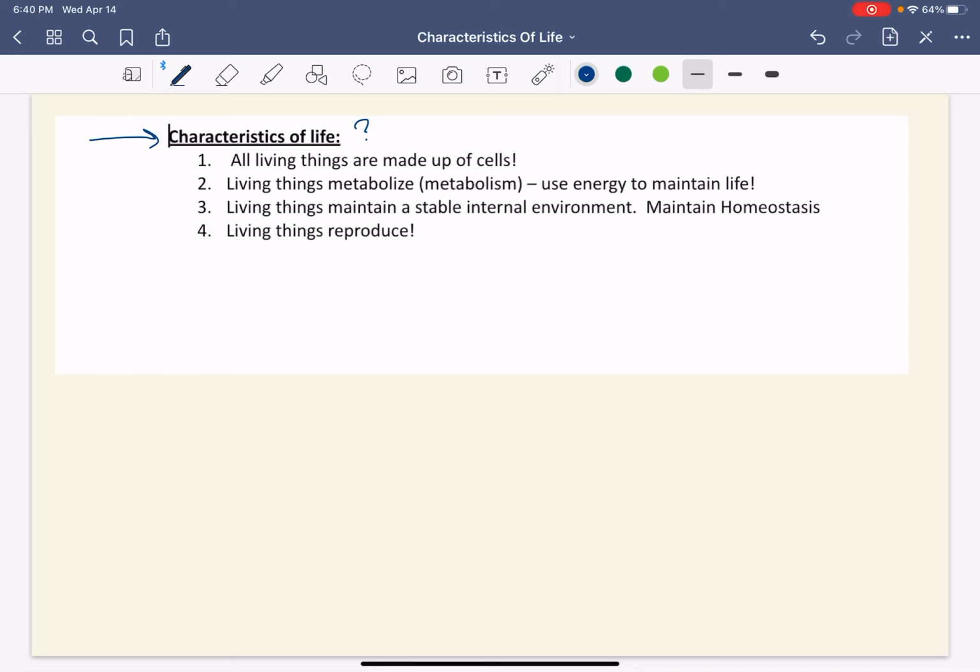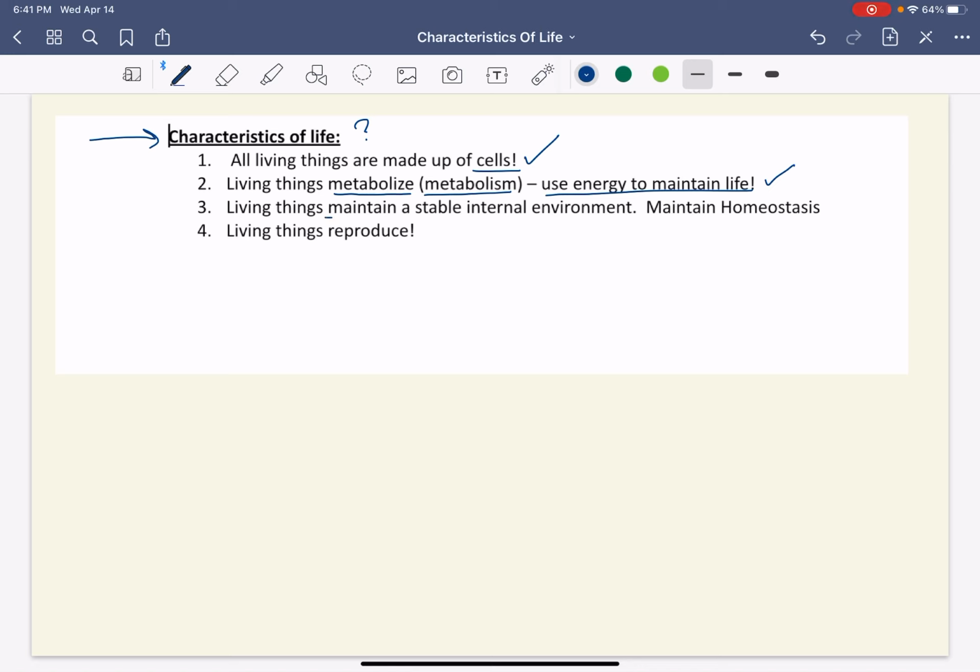So just know that the characteristics of life, all living things are made up of cells. That is the number one thing that you should always remember. If it's living, it's made up of cells. Living things metabolize. So you have a metabolism, meaning that it needs energy to maintain life. You need energy by the food you eat, the water you drink, the oxygen you breathe in, and we'll discuss that in the future as cellular respiration.